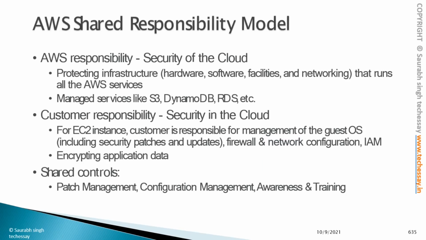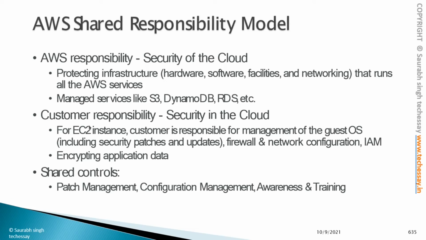Let's talk about the AWS shared responsibility model. This is a very important model. It is also a basic model, but you have to remember it. Here AWS's responsibility is security of the cloud, whereas the customer's responsibility is security in the cloud. So security of the cloud is the responsibility of AWS, but security within the cloud is the responsibility of our customer, or ourselves. Protecting the infrastructure, like hardware, software, facilities, and networking that runs all the AWS services, including managed services like S3, DynamoDB, RDS, etc., is the responsibility of AWS.